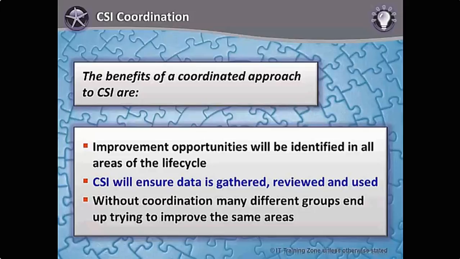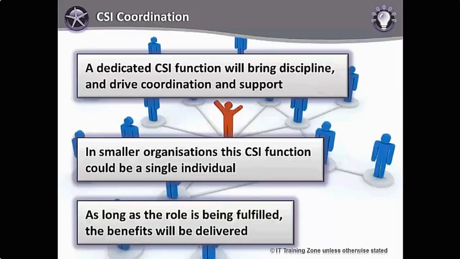Without coordination, many different groups end up trying to improve the same areas, and as a result are unable to make progress. Sometimes staff are too busy with their day jobs to make improvements. A dedicated continual service improvement function will bring discipline and drive coordination and support. Don't forget, in smaller organizations, this continual service improvement function could be a single individual or even part of an individual's role. As long as the role is being fulfilled, the benefits will be delivered.